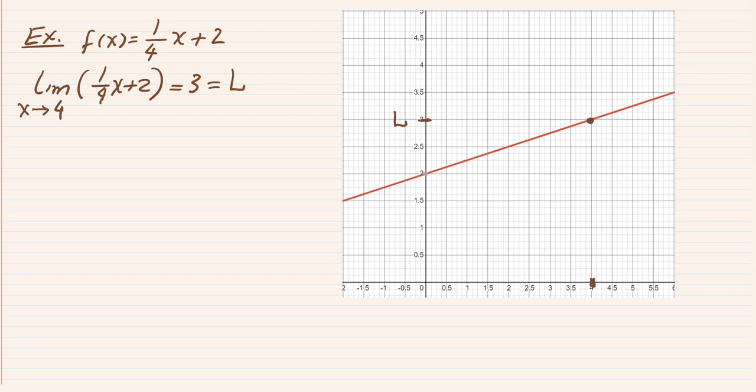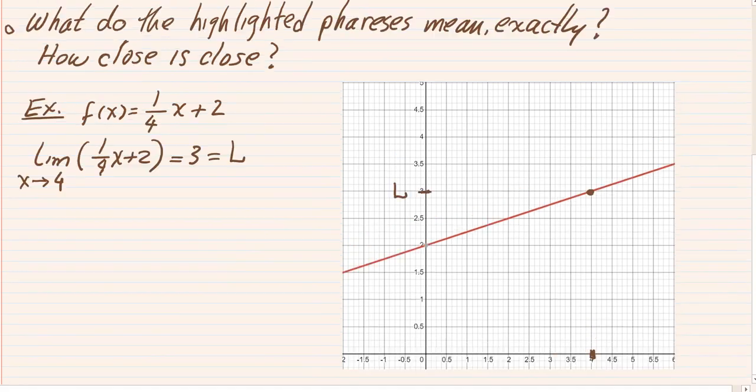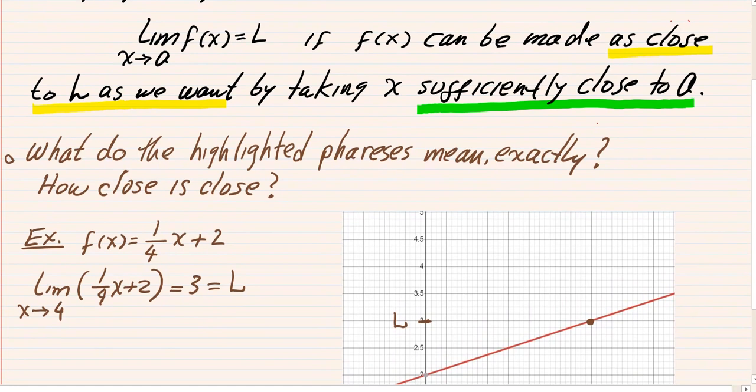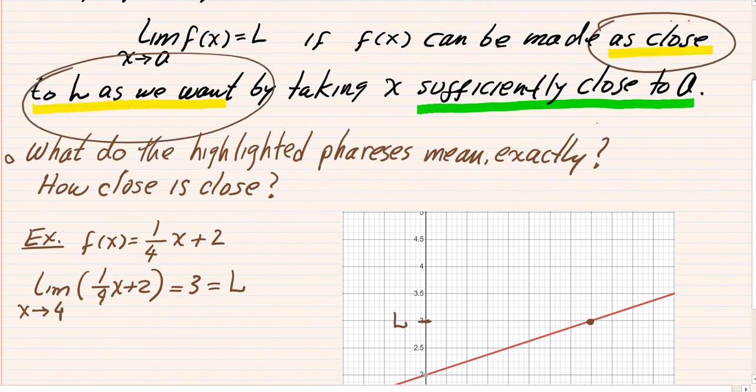So let's take a look at this. Here's the limit, no big deal. Now let's go back and look again at the highlighted phrases. What if I want to be close to L now? I'm trying to clarify this part. We want to be as close to L as we want by making x sufficiently close to a.